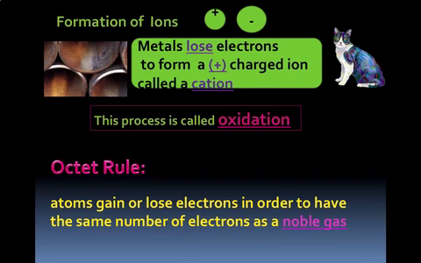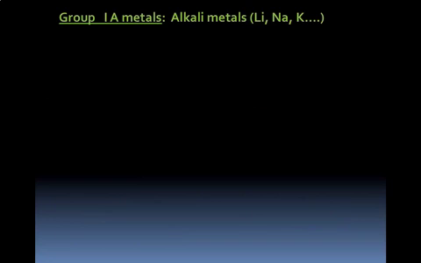It follows the octet rule. Oct goes with the number 8, and they all want to have 8 valence electrons, which would mean an s2p6 electron configuration. Atoms will gain or lose electrons in order to have the same number of electrons as a noble gas, because that's what a noble gas has, 8 valence electrons. So we'll go through the groups.